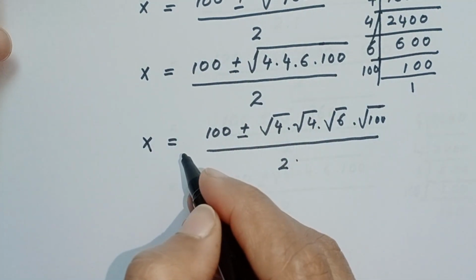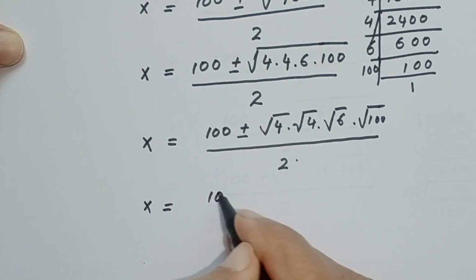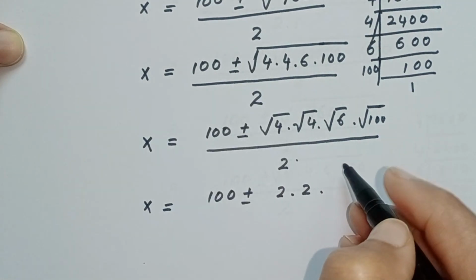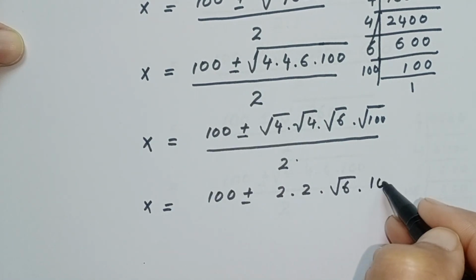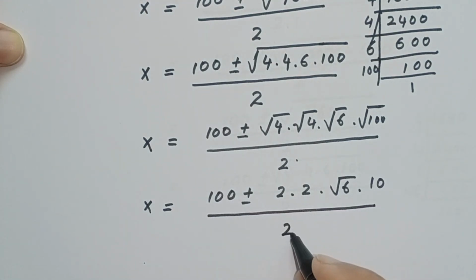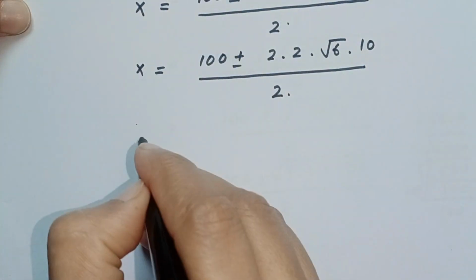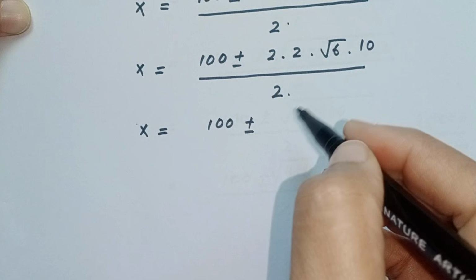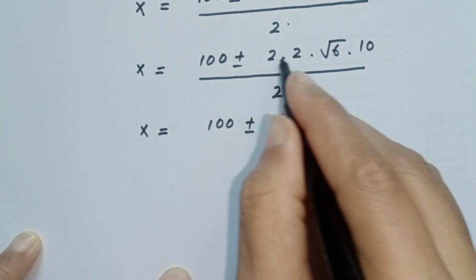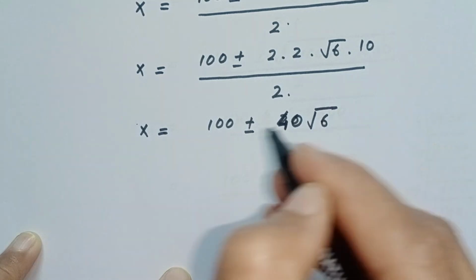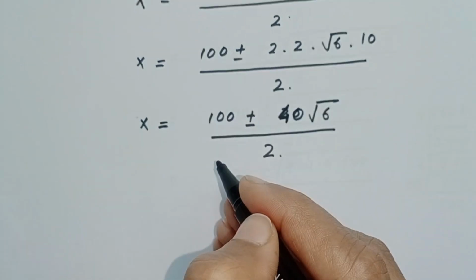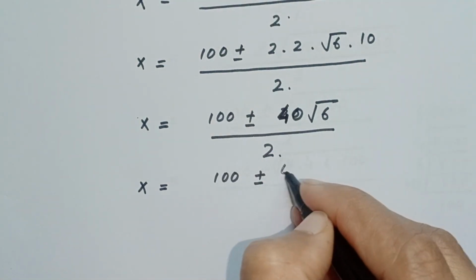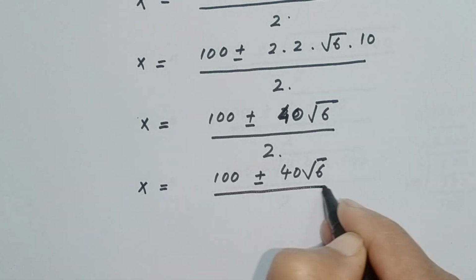So in our next step, x is equal to 100 plus or minus square root 4 will give 2, 2, square root 6 will remain the same, times 10, square root 100 will give us 10, over 2. So here x is equal to 100 plus or minus 2 times 2 times 10 will give 40 square root 6 over 2. x is equal to 100 plus or minus 40 times square root 6 over 2.